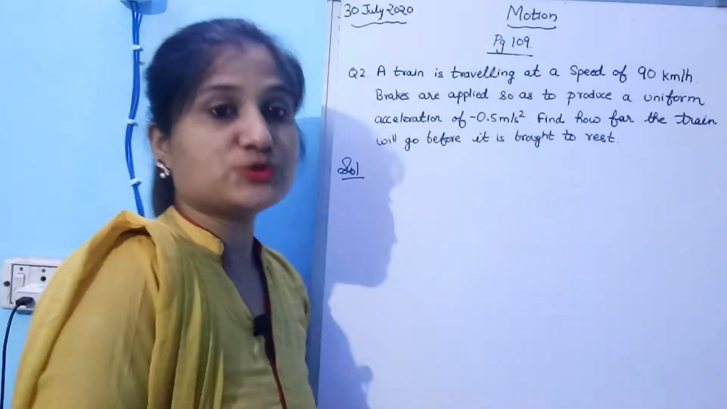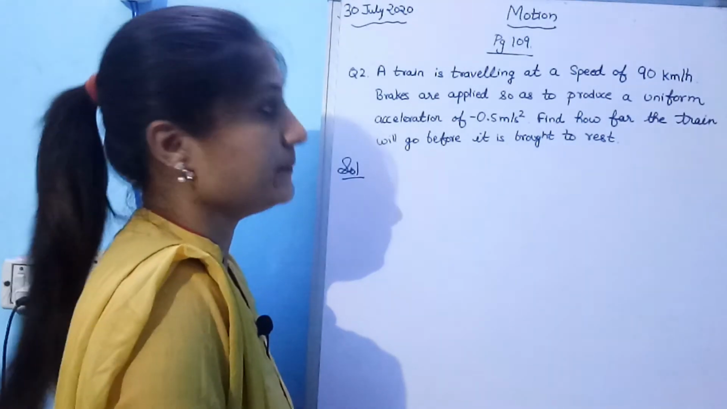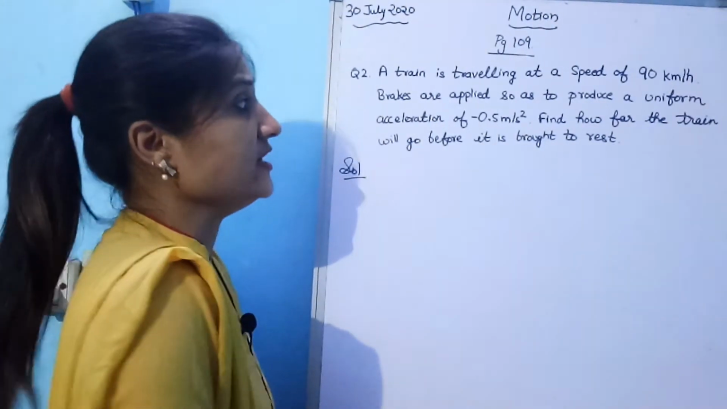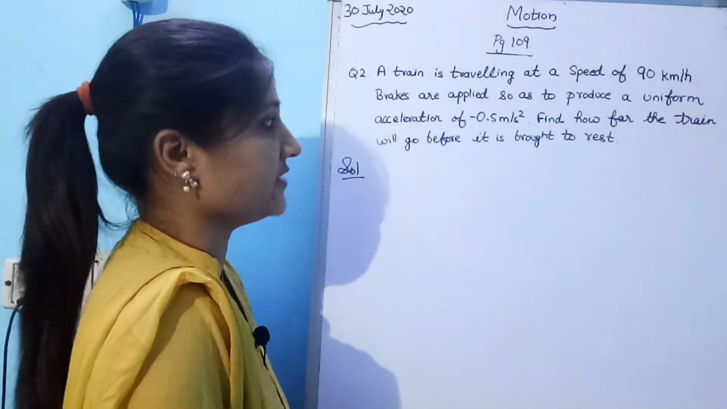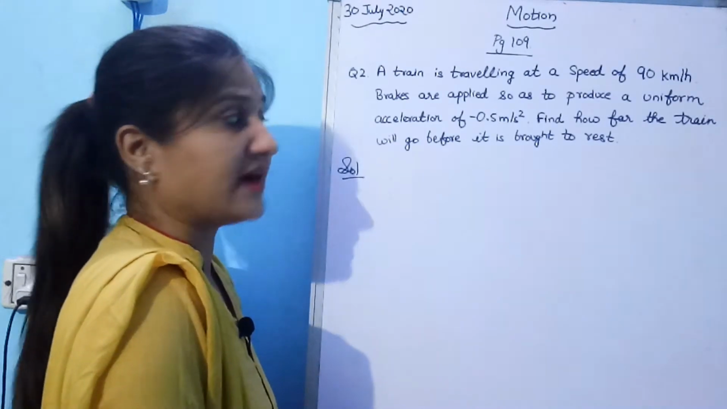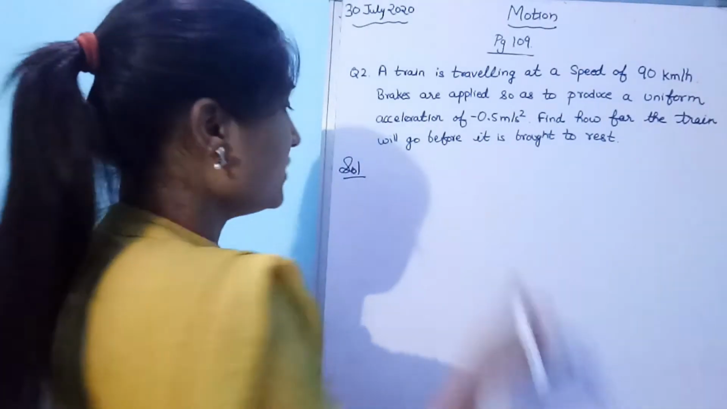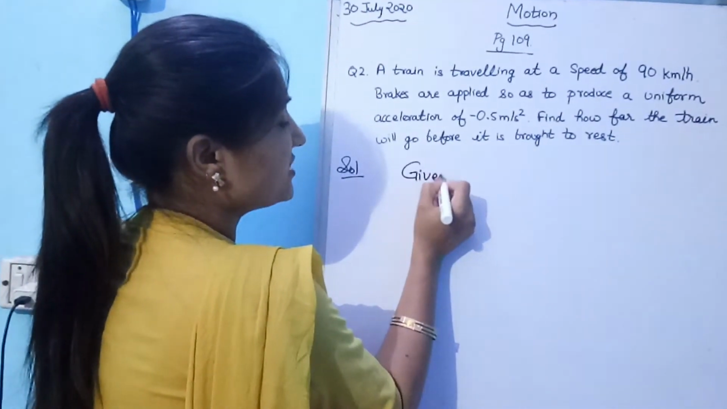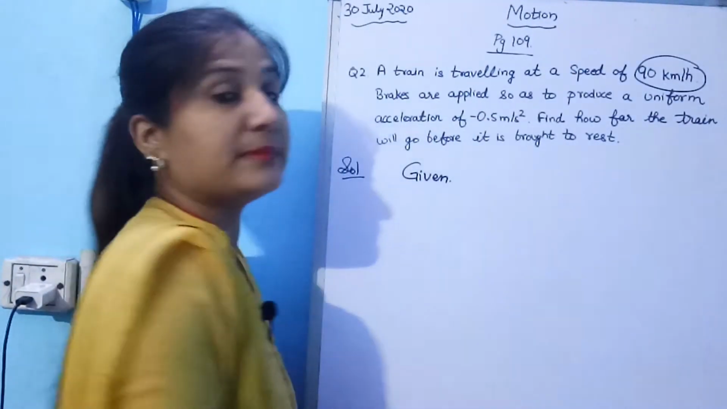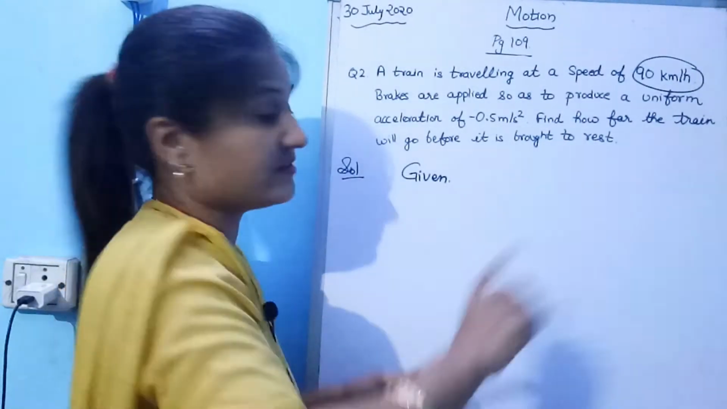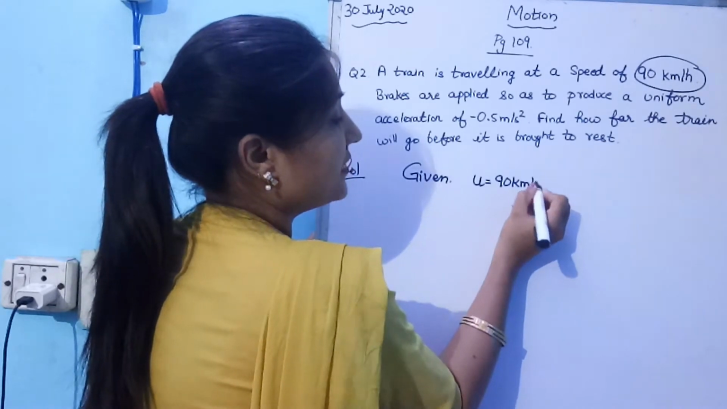So let's start question number 2. A train is traveling at a speed of 90 km per hour. Brakes are applied so as to produce a uniform acceleration of minus 0.5 meter per second square. Find how far the train will go before it is brought to rest. So identify what is given to us. First of all, a train is traveling with a speed, that is initial speed, of 90 km per hour.